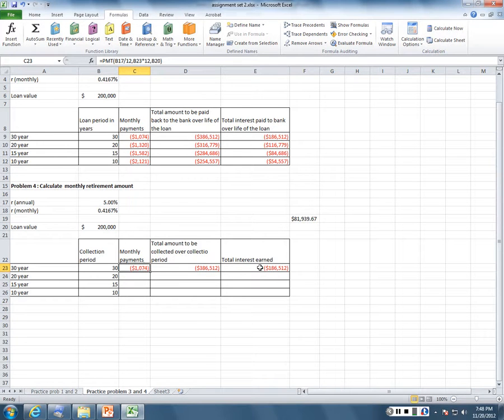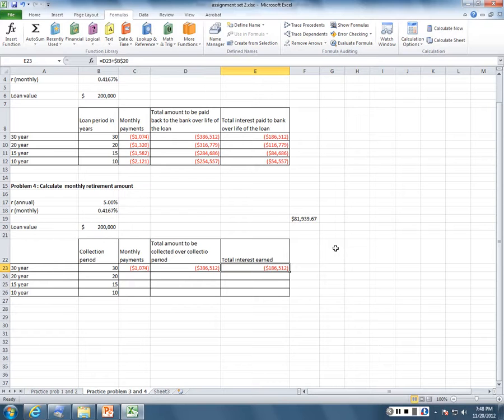And hence, how do I get to the total interest earned by the bank? Subtract the principal, because they already gave you that money. So they're giving you $200,000, and you bought the house. Over the life of the loan, you're paying them $386,000. So basically, they made $186,000 off you. Okay.